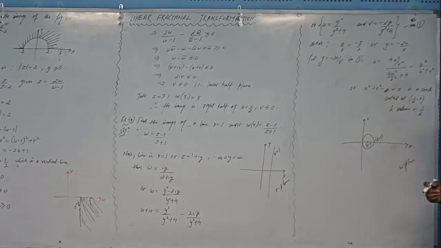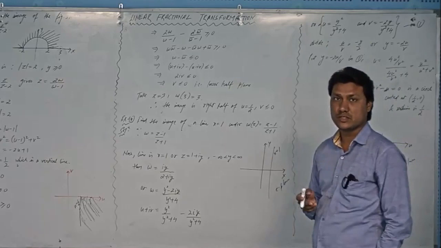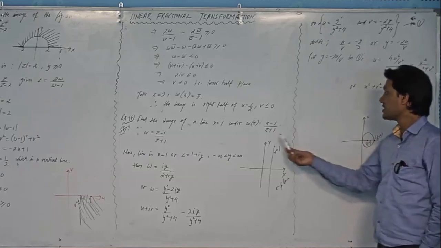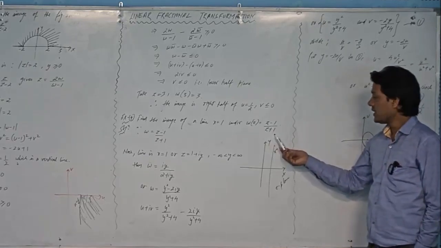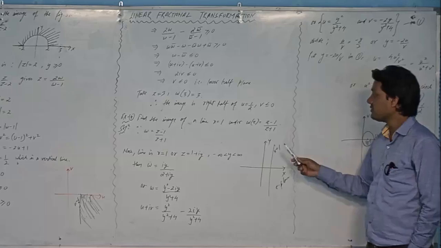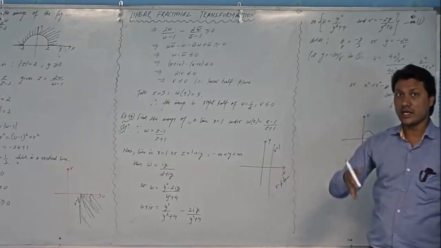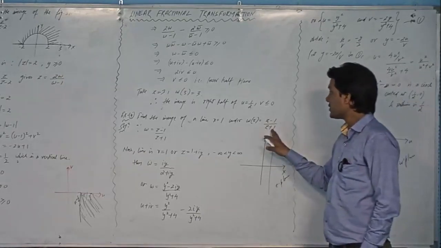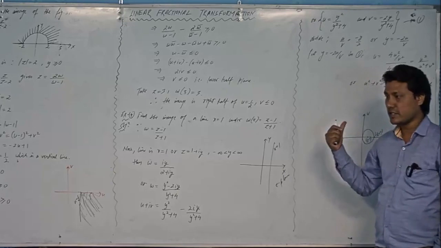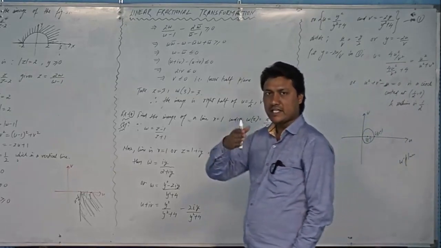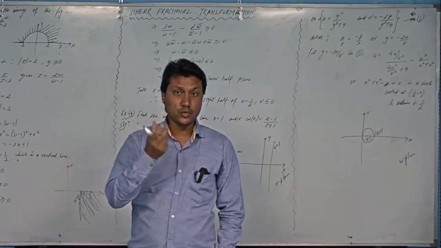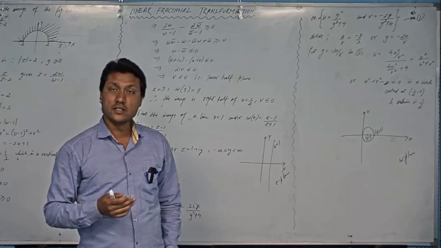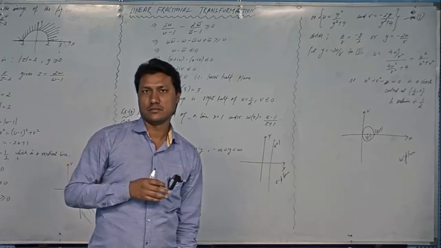So now comes the question: when is a line mapped to a line, and when is a line mapped to a circle? A line is mapped to a circle because the pole of this function is z equal to -1, and that was not lying on this line, right? So whenever the pole of the function is not lying on the line, you will always get a circle. And whenever the pole of a function is lying on the line, you will get a line. So in all, a line is mapped to a line whenever the pole of the function is lying on the line, and a line is mapped to a circle whenever the pole is not lying on the line, right?